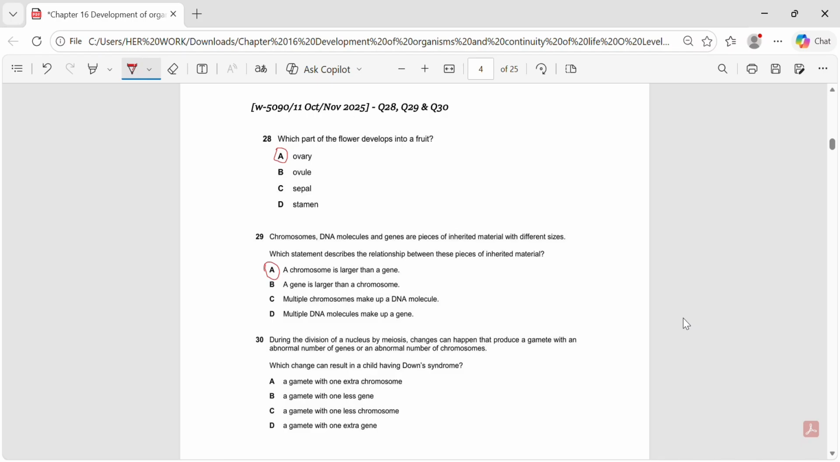The next one says, during the division of a nucleus by meiosis, changes can happen that produce a gamete with an abnormal number of genes or an abnormal number of chromosomes. Which change can result in a child having Down syndrome? Down syndrome occurs when a gamete contains an extra chromosome due to an error in meiosis. When this gamete fuses during fertilization, the resulting child has an extra chromosome, leading to the condition. So, the correct answer is A. A gamete with one extra chromosome.